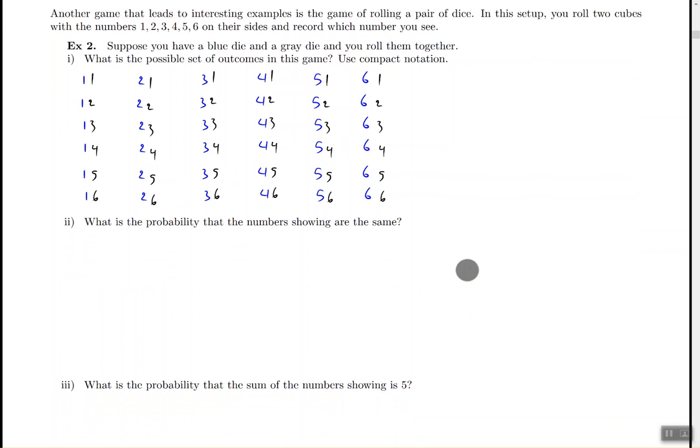So now let's try to answer these questions using that table. By the way, how many of these there are? There are a total of 36 possible choices. So the total is 36 possible outcomes.